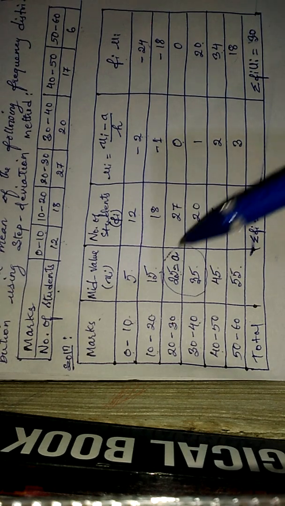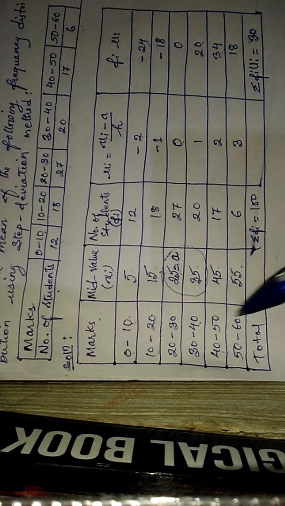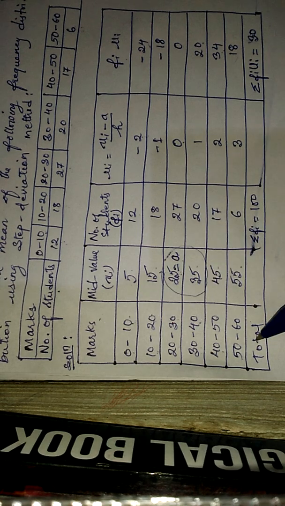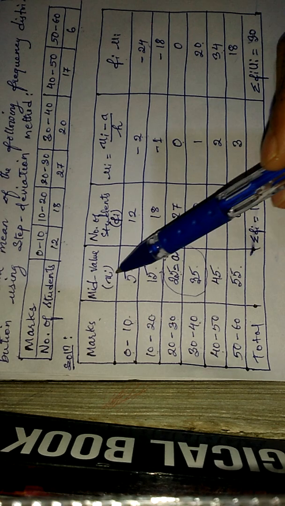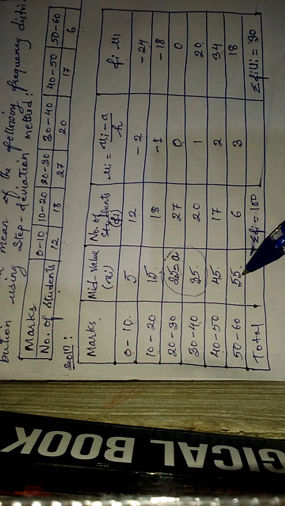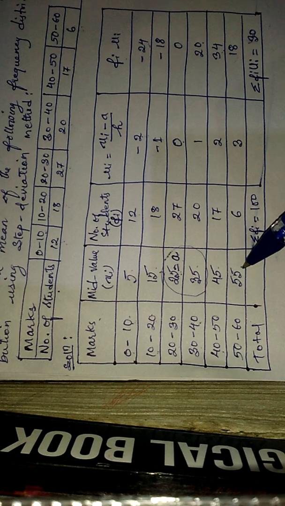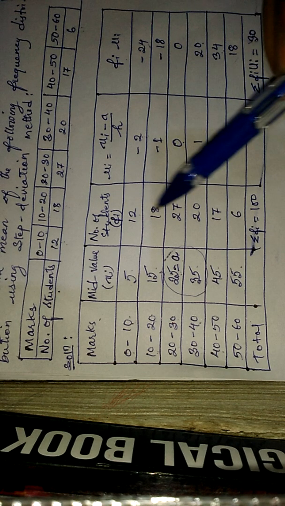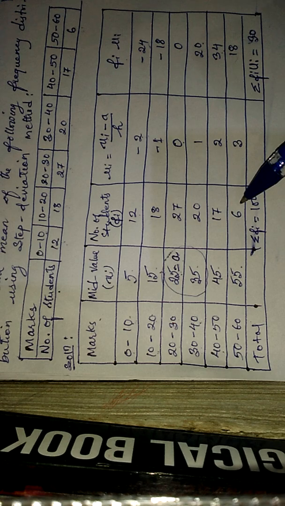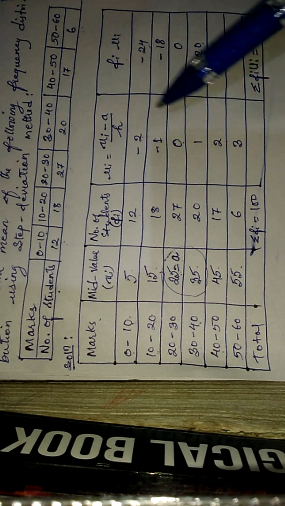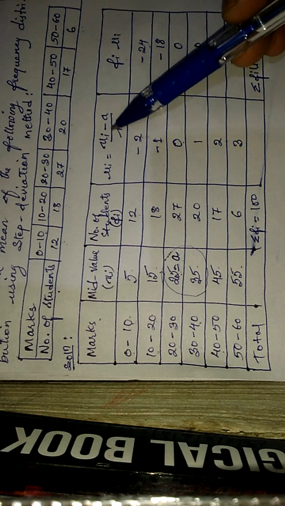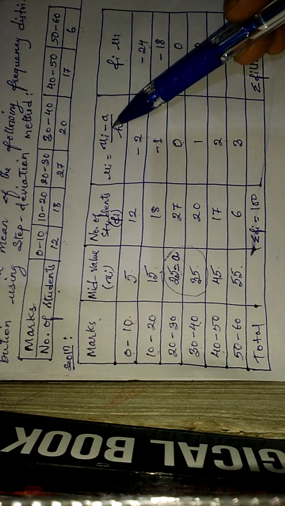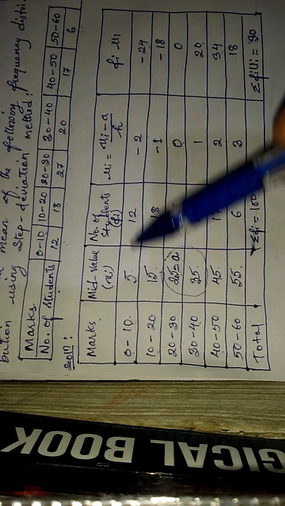The first column is for marks, that is the class interval. The second column is for the mid value. The next column is for the number of students given. The third column is for Ui. Ui is given by the formula xi minus a, divided by h. This h stands for the width of the class. You have to subtract the lower limit of the class from the upper limit of the class to get this h. The last column is for the product of fi and ui.